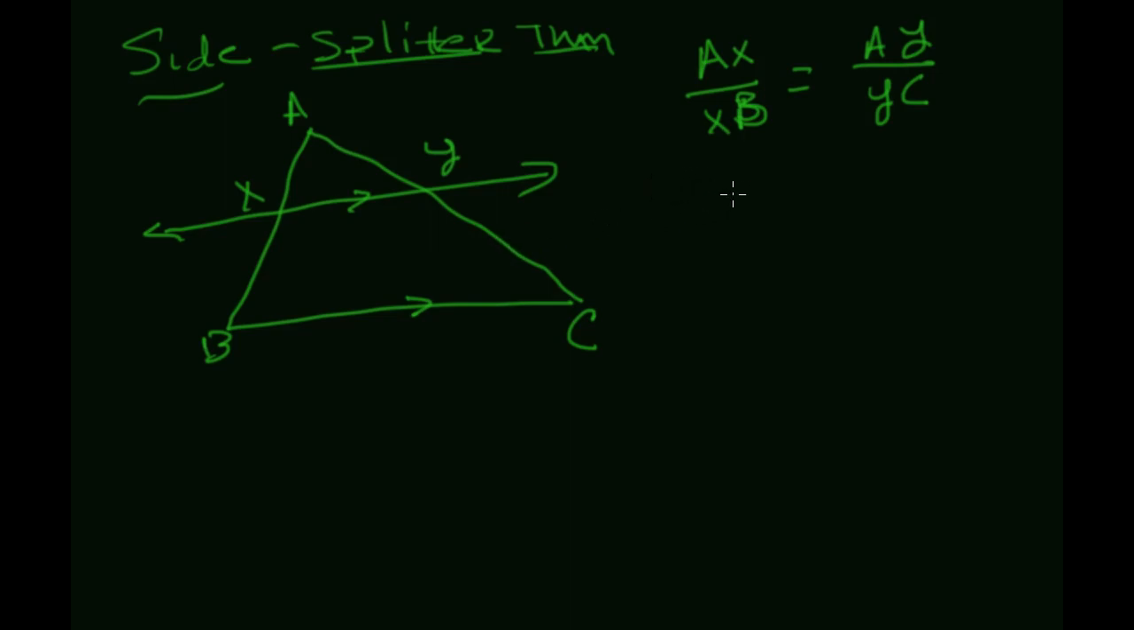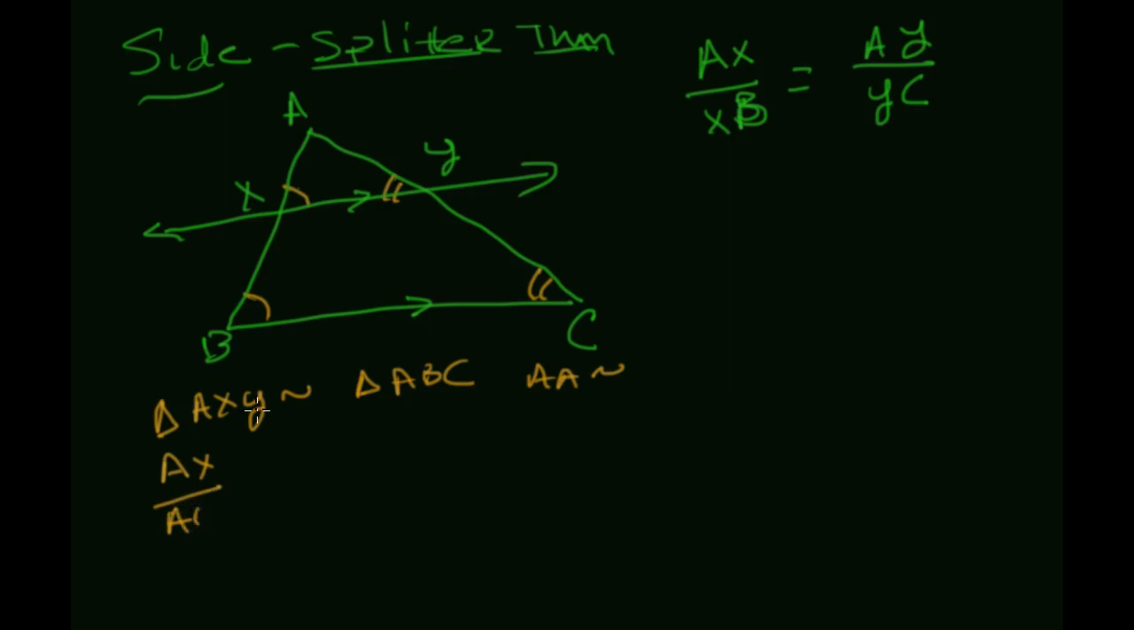There's a full proof in your notes. I'm not going to walk through the entire proof, but I'll walk through the logic of it here. If these are parallel, then these two angles have to be congruent because of the corresponding angles postulate, and so do these. Once I have that, I know that triangle AXY has to be similar to triangle ABC by AA similarity. And from that, I can get a proportionality statement.